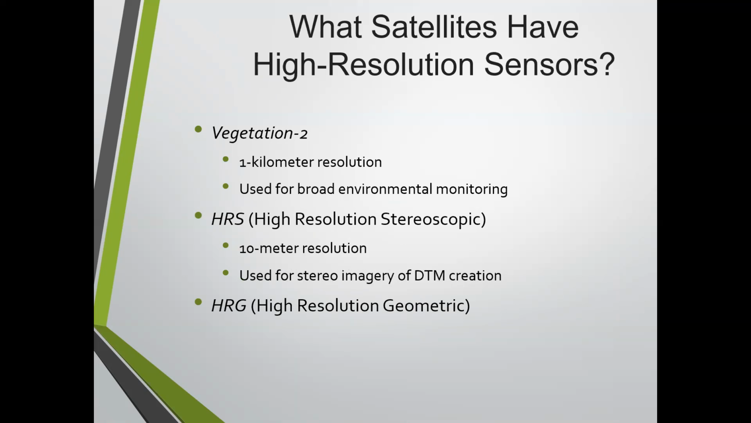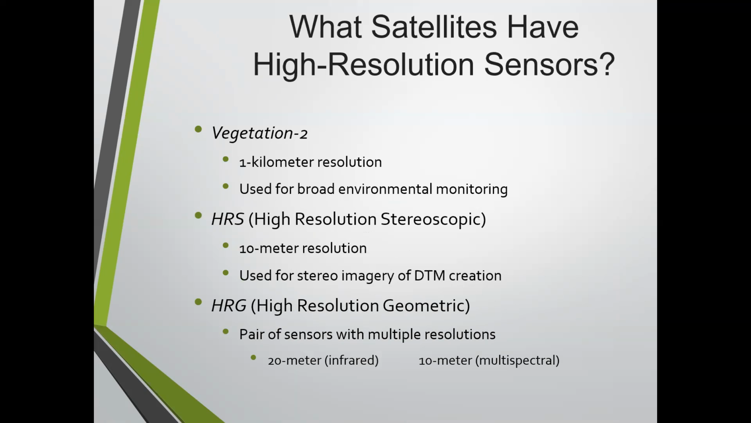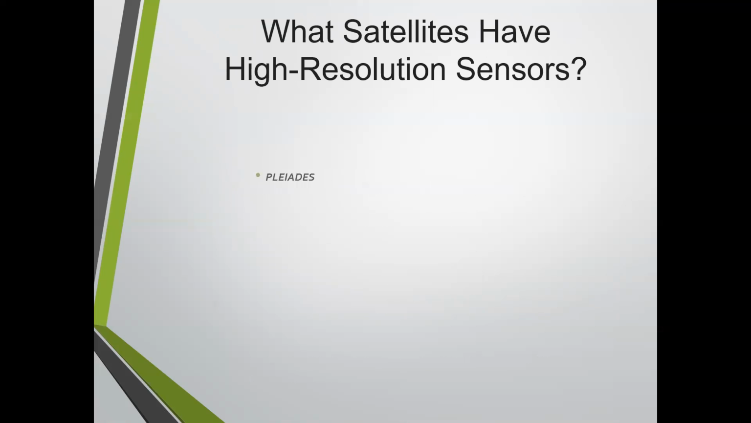Then you have the high resolution geometric. That's a pair of sensors, and they're at 20 meter infrared and 10 meter multispectral. And again, mixing those, you can probably get better resolution, or not better resolution, but just better pictures. So 10 meter isn't as good as that 2.5 meter. And then you have the 5 meter panchromatic, and then you have a 2.5 meter pan, what's called super mode.